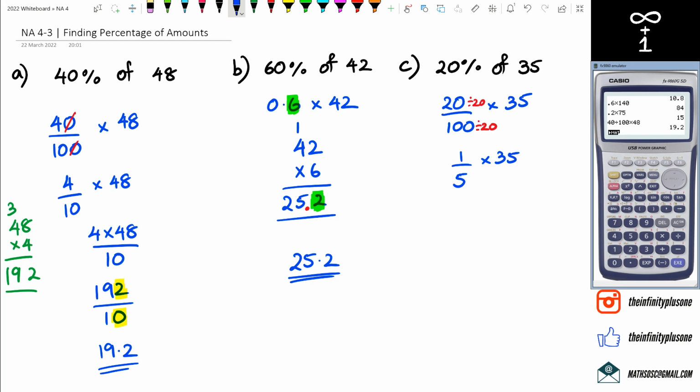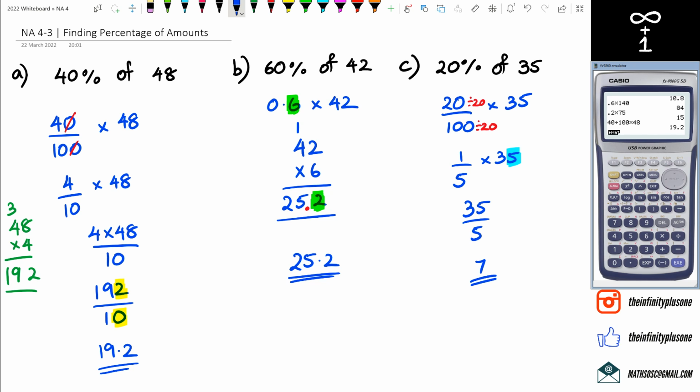Now, the reason why I went with 1/5 is because I looked at 35 and especially at the last digit, 5. And I knew straight away that if it's a 5, then it's going to be a multiple of 5, right? So that's why I went with 1/5. So I can rewrite this as 35 over 5, which means my final answer is going to be 7. Now you could do it as 0.2 times 35, or 2 over 10 times 35. Whatever way you do it, I guarantee you're still going to end up with the same answer of 7.